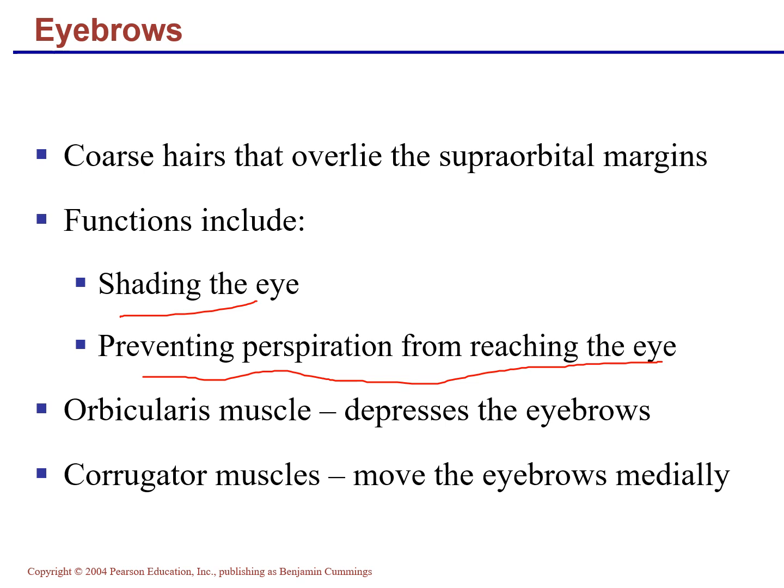Same thing with the eyelashes. That is why they still exist on our eyes, to filter the air around the eye to try to stop irritants from hitting the eye. Your orbicularis muscle depresses the eyebrows. So pretend like you're frowning really, really hard and depress those eyebrows. And then the corrugator muscles are what move your eyebrows up and in. So look like you're puzzled and move your eyebrows in.